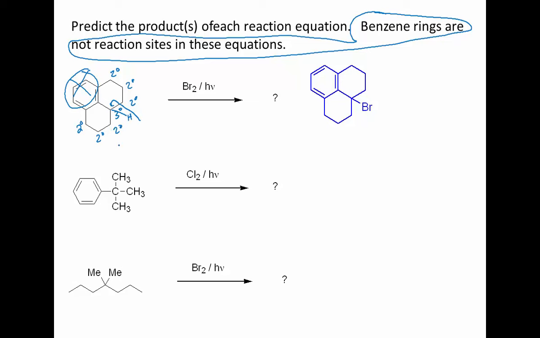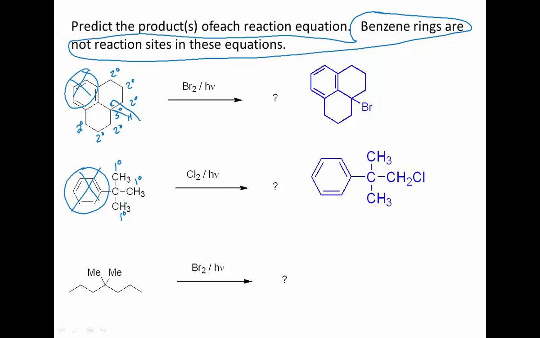In this next one, again, the benzene ring is not a reactive site. We're going to look at the remaining hydrogens in the molecule, and we see these hydrogens are at primary, primary, and primary carbon. There is no really good place to substitute. Okay? And this is our product.